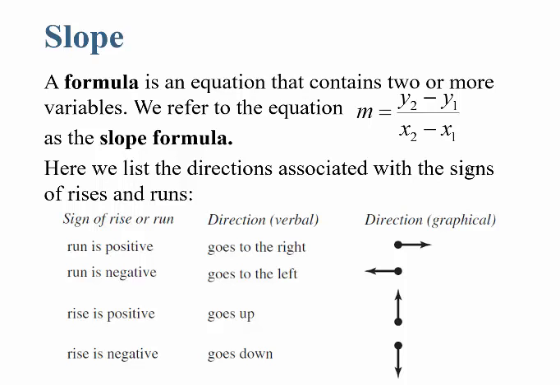Here we list the directions associated with the signs of the rise over run. When the run is positive, you're going to the right. When the run is negative, you're going to the left. When the rise is positive, you're going up. And when the rise is negative, you're going down. So remember those graphically as well, over here on the right.